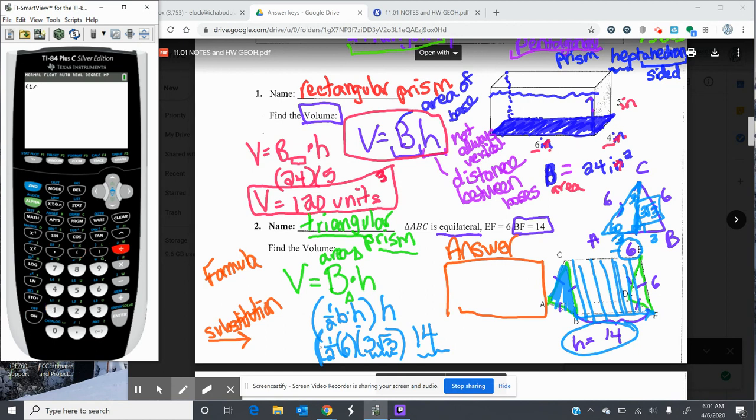So 1 divided by 2 times 6 times, and I'm going to put some stuff in parentheses on purpose, 3 square roots of 3. Now make sure to come out of your radical there. You have to close your parentheses, times 14. So I have a half times 6 times 3 rad 3, and that gets multiplied by 14. Enter. And we get 218.